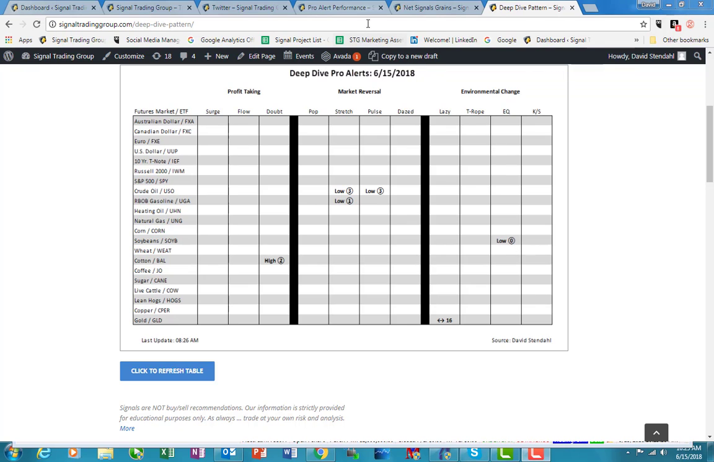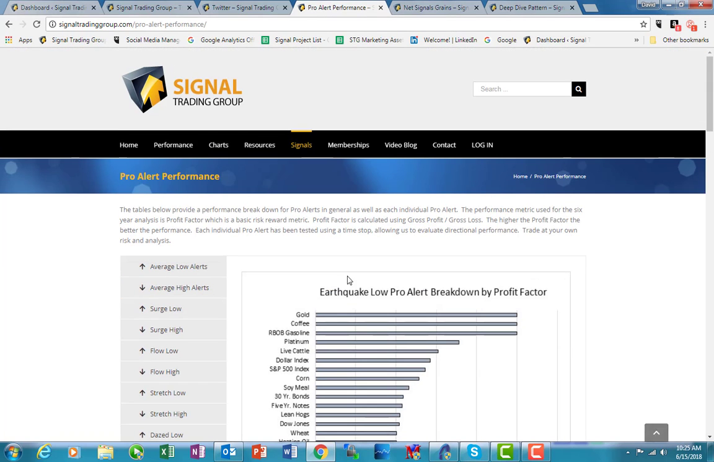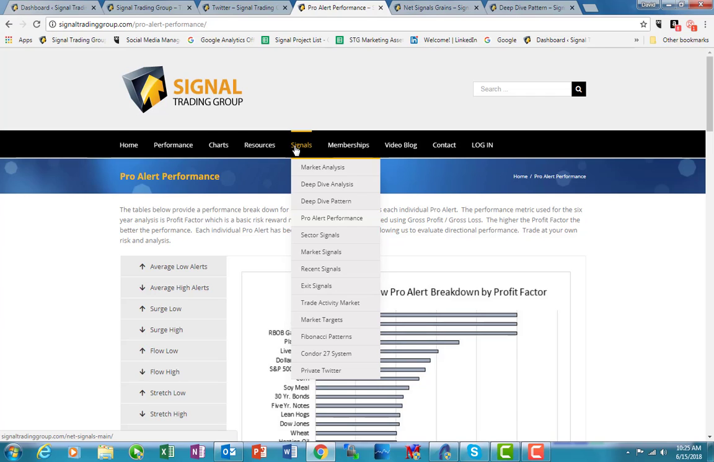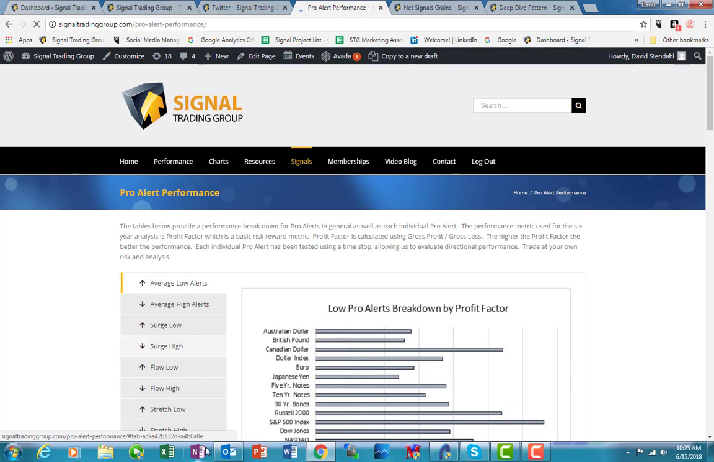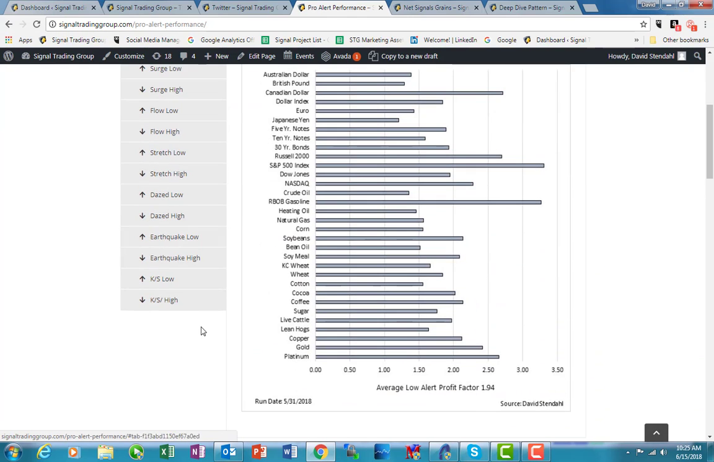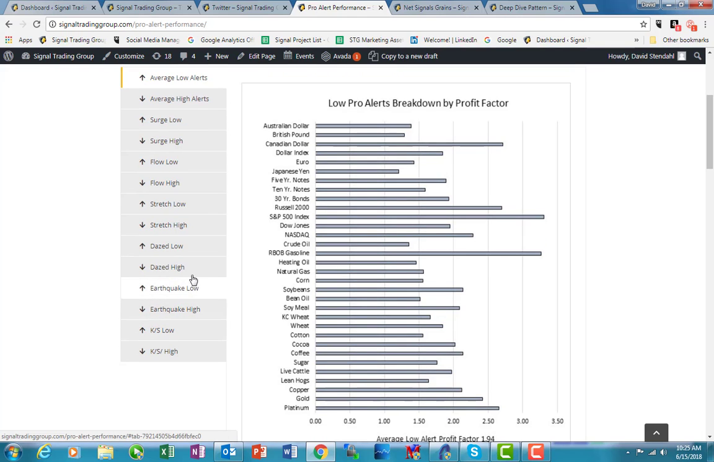I'm going to just take a step back and show you some performance numbers for all of the different pro alerts, just real quick. You'd find this by going to signals and then pro alert performance, and then you're presented with a big long list of most of the pro alerts. And so we're talking about earthquake low.